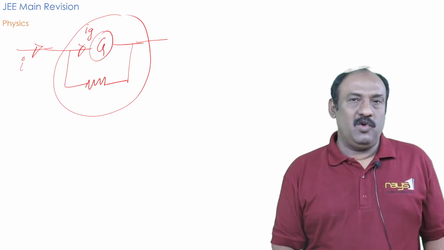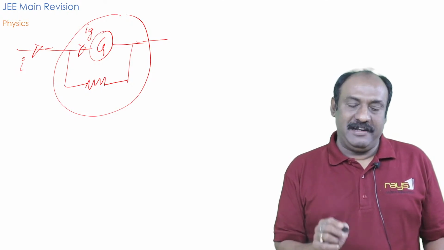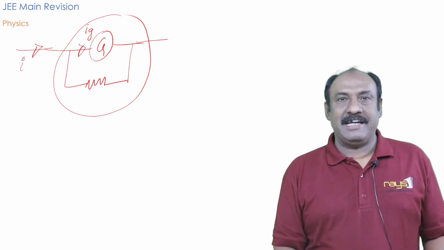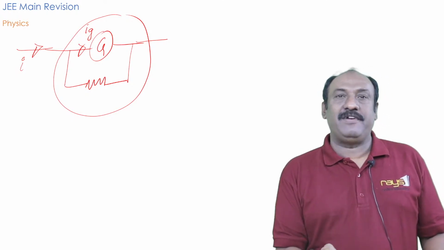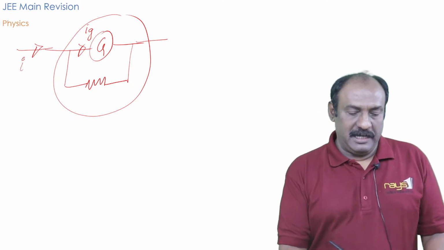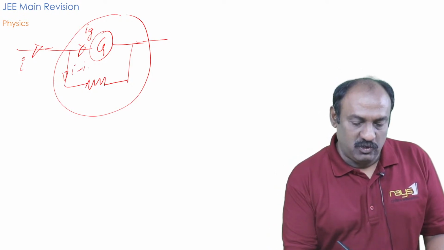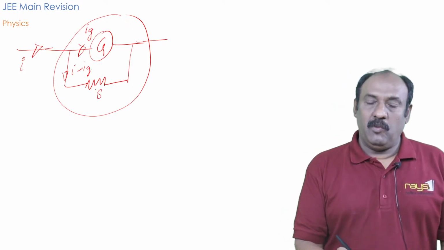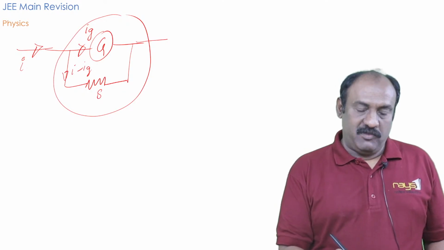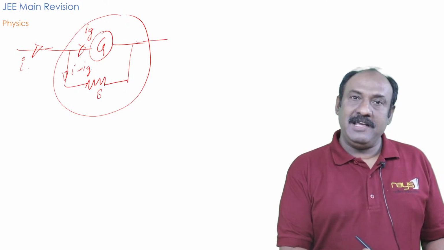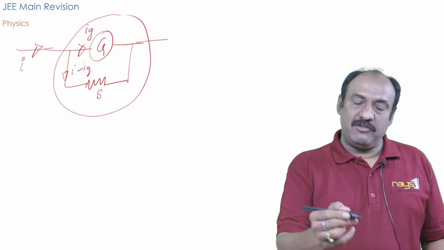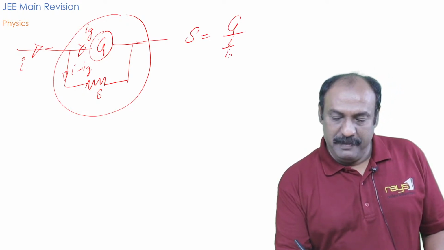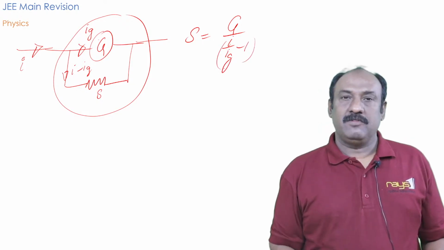You have to understand this Ig value as the current required for maximum or full scale deflection in the galvanometer. Now the remaining amount of current, I minus Ig, is deviated through the shunt. What is the shunt required to measure a current of I when the galvanometer bears the maximum current Ig? It is S equal to G by (I by Ig minus 1). So this is the basic equation.